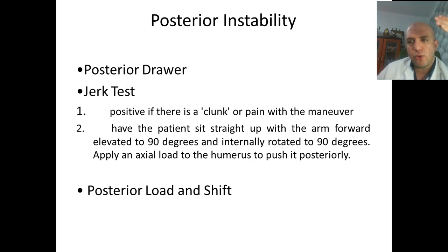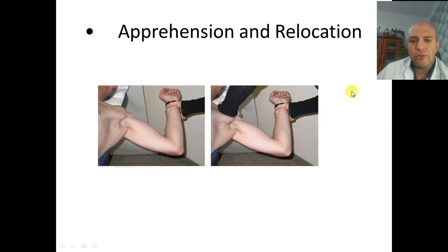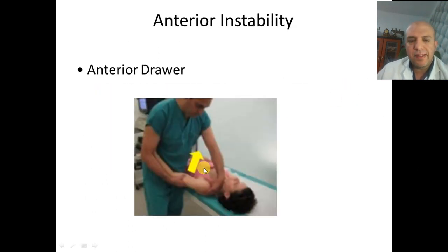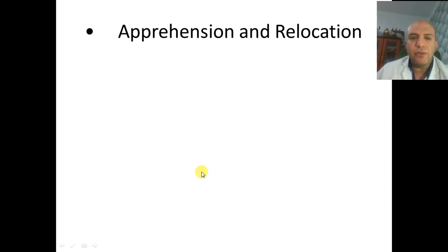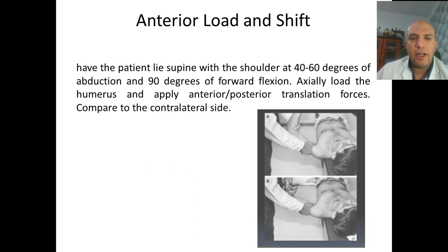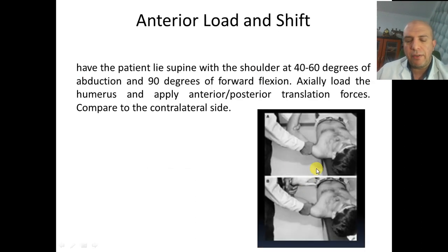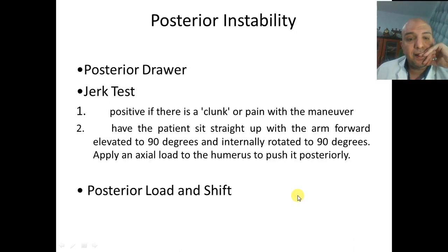Posterior dislocation: as we do the anterior drawer, you can do the posterior drawer. Anterior drawer, as you see here, is like this. If you push back, it is the posterior drawer. Anterior load and shift test: if you do it in that position, anterior shift, this is for anterior subluxation or instability. If you do posterior, so it is posterior.